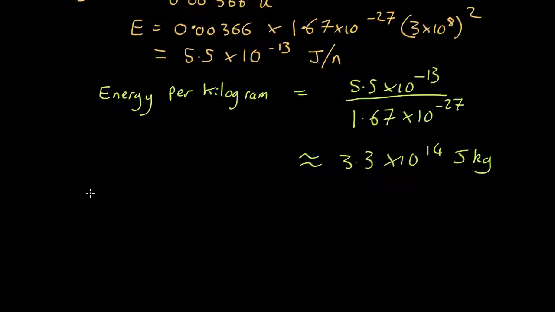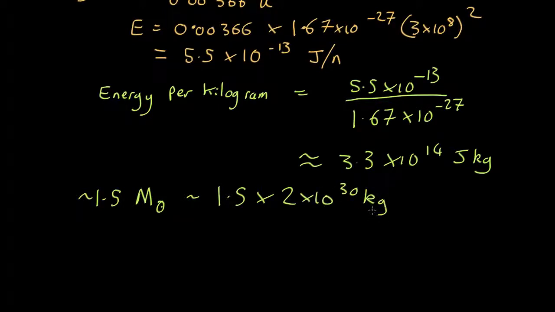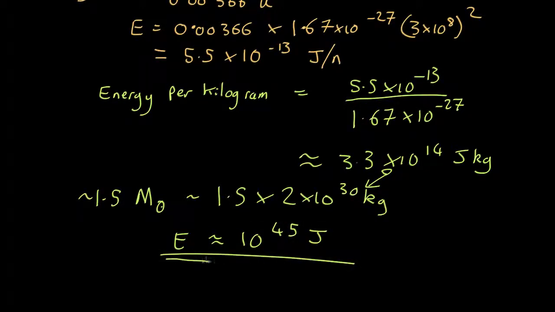How many kilograms in a white dwarf? Well, to make a white dwarf shrink down enough to fuse things, it's going to have about 1.5 solar masses. So that's 1.5 times mass of the sun, which is 2 by 10 to the 30 kilograms. Multiply this by that, and you end up with an energy yield of about 10 to the 45 joules. Whoa, that's a big number. That's a very big number. It is much bigger than classical novae, let alone dwarf novae, which are 100 times even wimpier.